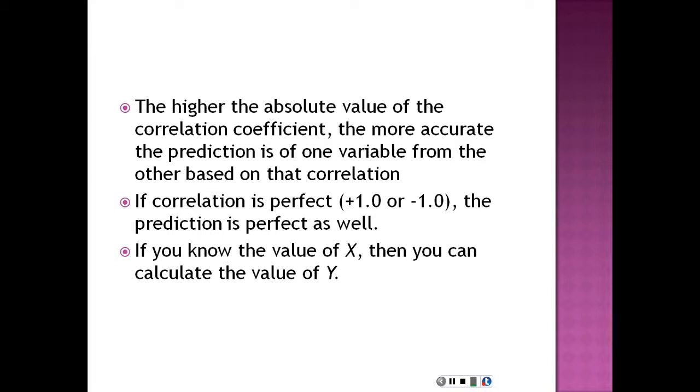So going back to think about those scatter plots that we used last week, with examples of the different correlation coefficients, the higher that coefficient was, the more linear the data became. And so again, think about that regression line. The higher that correlation, the more linear it is, the more accurate that prediction of one variable will be to the other. So for instance, if a correlation is perfect, if you have a correlation of 1 or -1, the prediction is perfect as well. So if you know the value of x, then you can calculate the value of y.